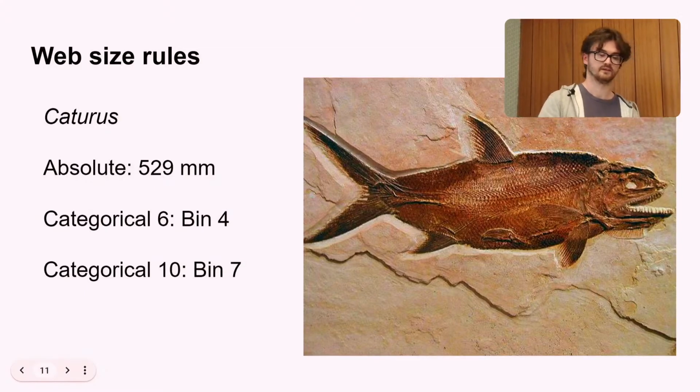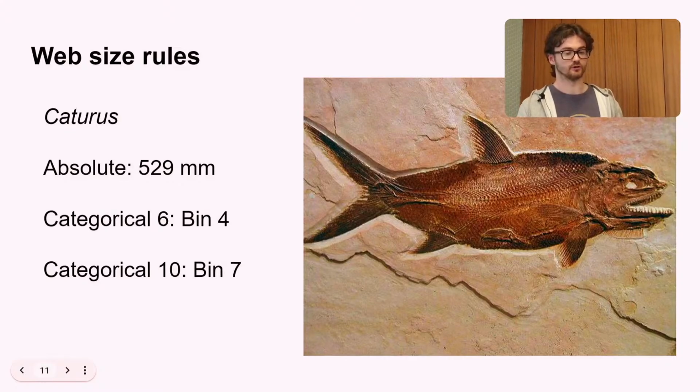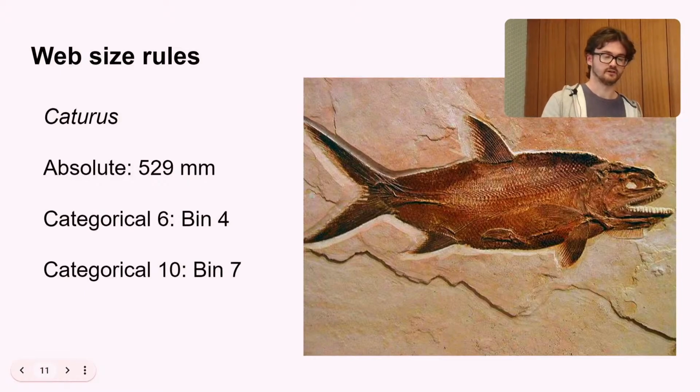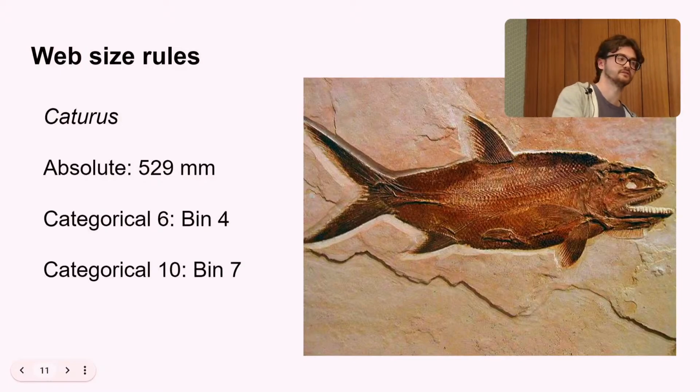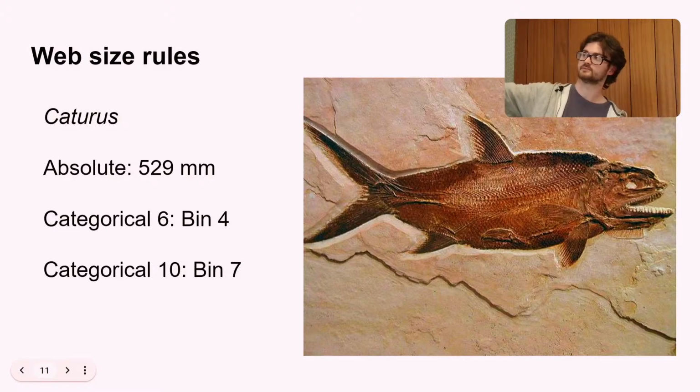Then I've got two that use these categorical size bins. One with 6, where the size bins are broad, and one with 10, where they're narrower. In this scenario, organisms can only interact with other organisms in their bin or in the one below. So Caturus is in size bin 4 for categorical 6, where size bin 1 is the smallest and size bin 6 is the biggest. It can interact with prey in size bins 4 and 3. And for the categorical 10 web, it can interact with organisms in size bins 7 and 6.